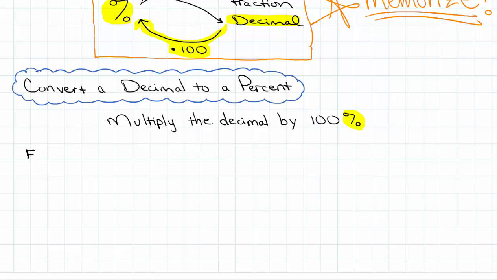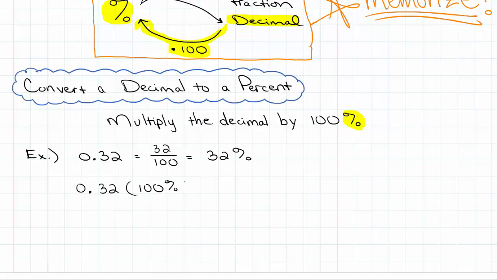So for example, let's say we have 0.32. If we say this out loud, this is the same thing as 32 hundredths. Then that might be easier to see. Oh yeah, that's 32%, because 32 out of 100 is a percent. This is the same thing as 32%. Or we could write it this way: 0.32 multiplied by 100, and remember to attach the percent sign to it, and that's going to give us 32%.